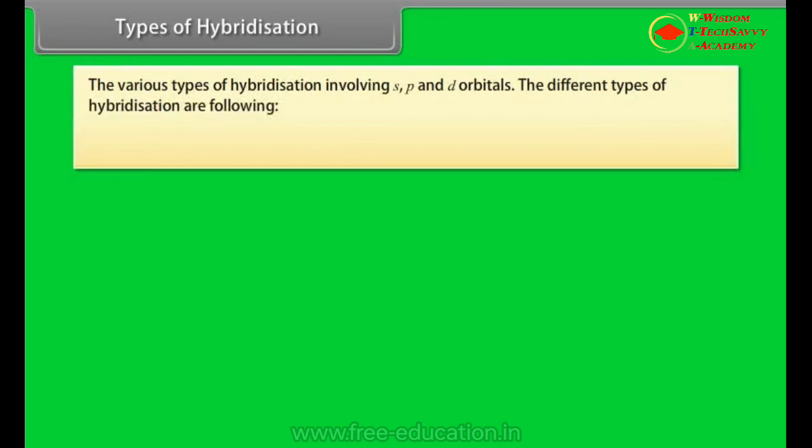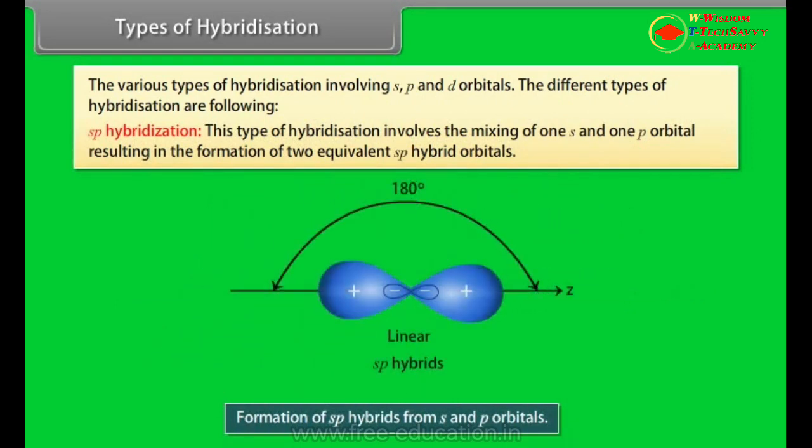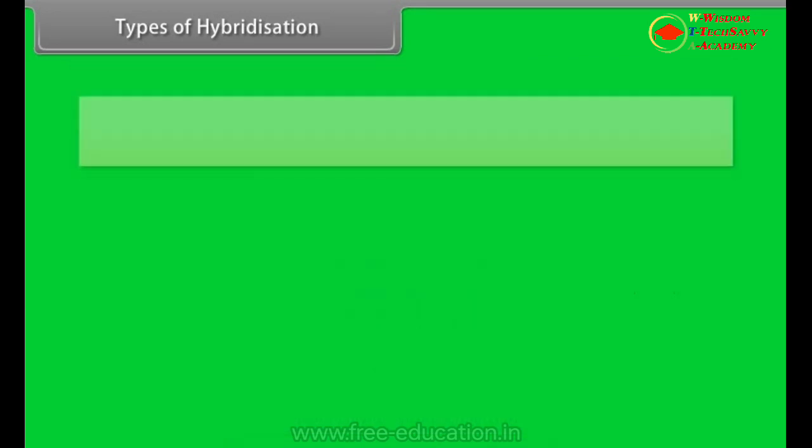Types of hybridization. The various types of hybridization involving s, p and d orbitals. The different types of hybridization are following. sp hybridization. This type of hybridization involves the mixing of one s and one p orbital, resulting in the formation of two equivalent sp hybrid orbitals.